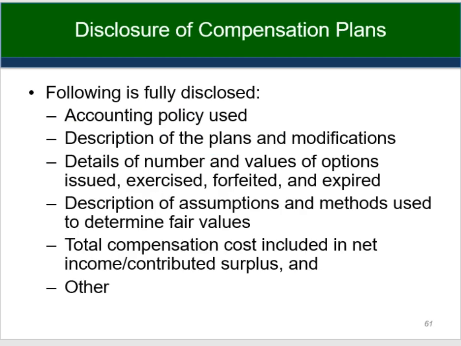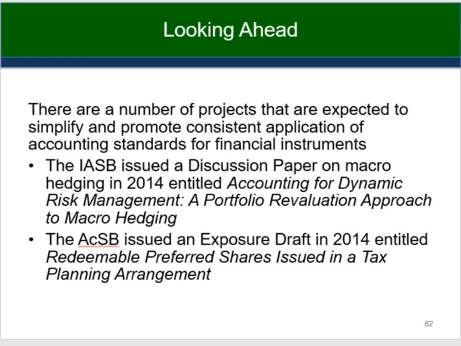Required disclosure of compensation plans. You'd need to describe what accounting policy was used, the description of the actual plans, any modifications that you had made, all of the things that are listed here. The number and values of options issued, exercised, forfeited, and expired, so you can keep track of the potential dilution of your ownership interest. Description of any assumptions or methods used in determining the fair values, so they'd have to tell you how they arrived at that option value of 220,000 in the previous example. The total compensation cost included in net income, contributed surplus for these compensation plans, and anything else that's relevant or helpful in disclosing full disclosure.